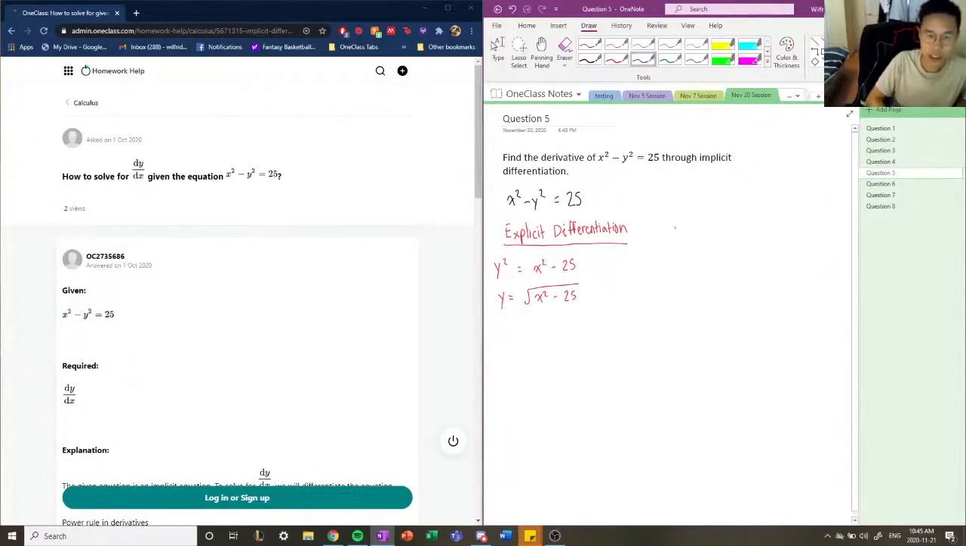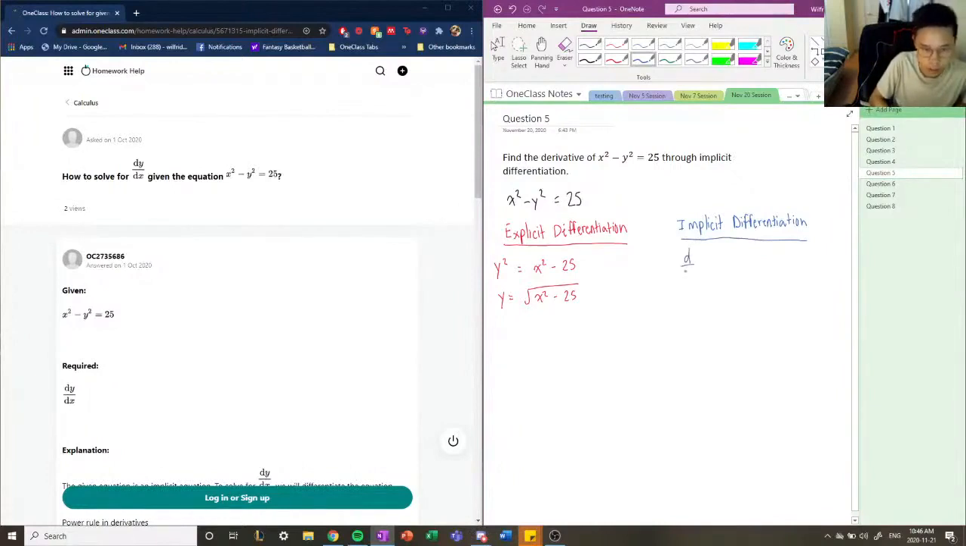Implicit differentiation does not require us to isolate for y. And it's very useful for functions that we cannot explicitly differentiate, or we cannot find the function y in terms of x only. So implicit differentiation suggests that we just differentiate as is, and we differentiate everything in terms of x, okay? Implicit differentiation suggests that we just differentiate like this.